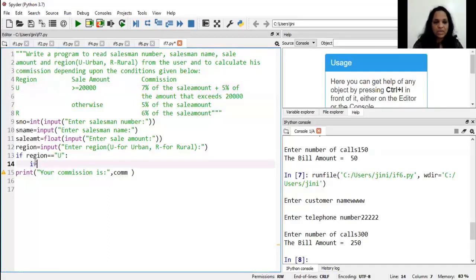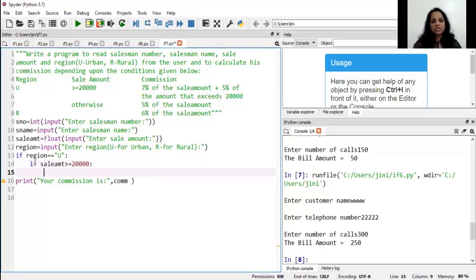So I'm checking if sale AMT is greater than or equal to, what are they saying? 20,000. Then I need to calculate commission. What is commission calculated as? 7% of sale amount. That is 7 divided by 100 into sale AMT, plus, now this is an interesting thing, 5% of the amount that exceeds 20,000. So let's say I made a sale of 22,000. How much more have I exceeded 20,000? 2,000. That is sale amount minus 20,000.